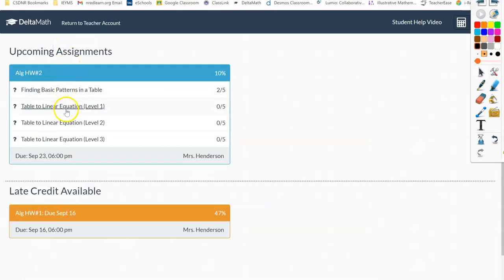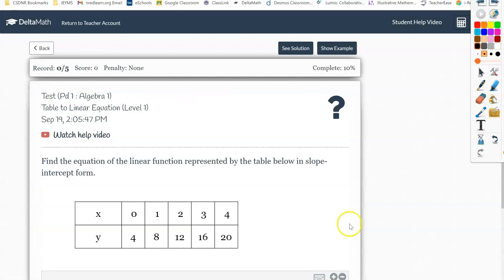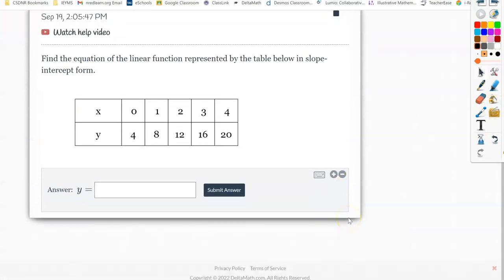So I'm going to go back now. We're going to try a harder version of this called table to linear equation. That's a conversion, and this is level 1, the beginner version. And if you are unfamiliar, linear functions have a constant rate of change, and their formulas state that the output is always equal to the rate of change times the input plus whatever that initial value is.